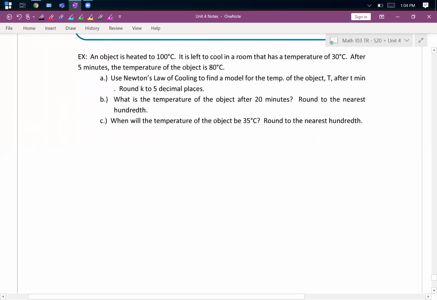An object is heated to 100 degrees Celsius. It's left in a room to cool that has a temperature of 30 degrees Celsius. After 5 minutes, the temperature of the object is 80 degrees Celsius. We want to use Newton's law of cooling to find a model for the temperature of the object T after little t minutes. We'll round our k value to 5 decimal places. And then we'll use whatever we come up with in A to answer the questions in part B and part C. I'm going to do part A, all of us together, and then once we get the formula, I'll let you guys work on parts B and C.